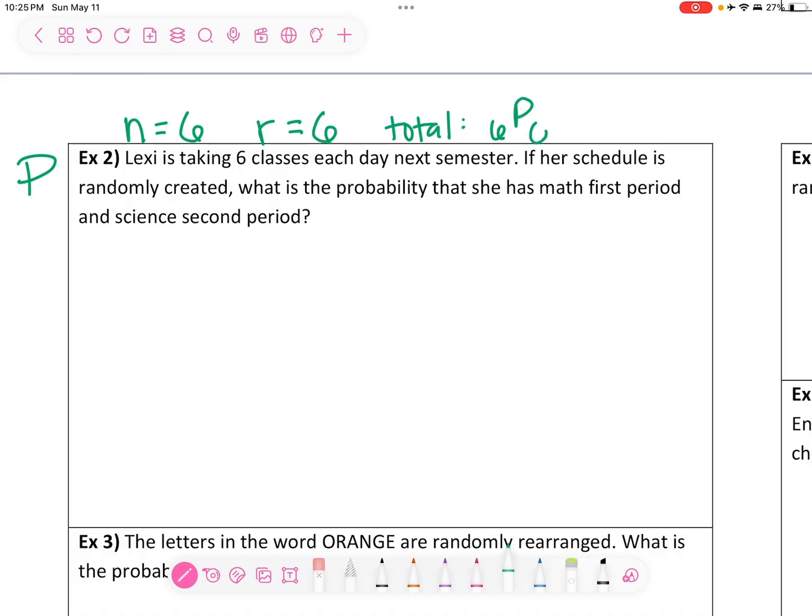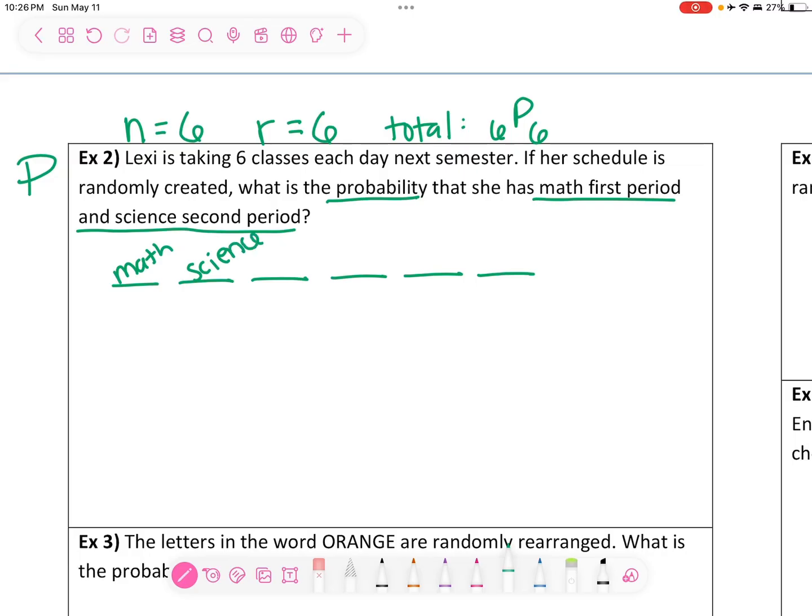Okay, now we just got to look at the probability part to figure out the desired outcomes, and then we can do our fraction, our ratio. All right, so now what is the probability that she has math first period and science second period? Well, let's just make a little diagram of what the schedule might look like. So we have first period, second period, third period, fourth period, fifth period, sixth period. What we know is that her schedule is randomly created, but we want the probability that math goes in first period. So I'll put math there. And then science is in second period. So I'll put that there. We don't know anything else about what the other classes are going to be.